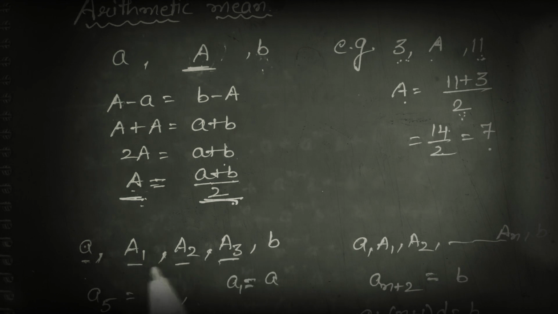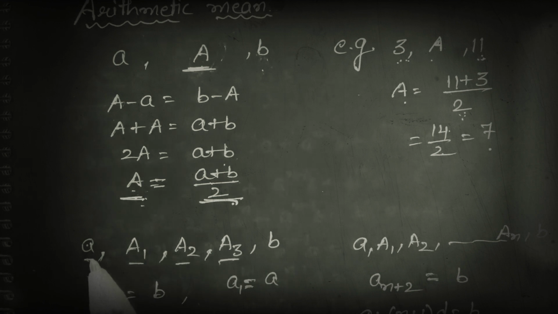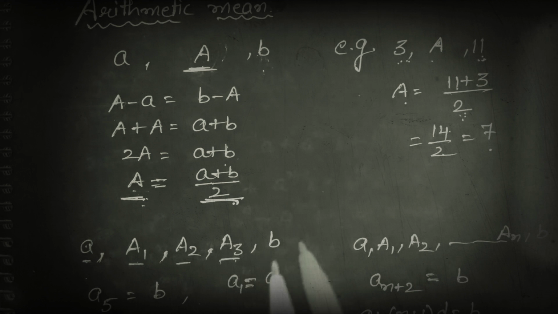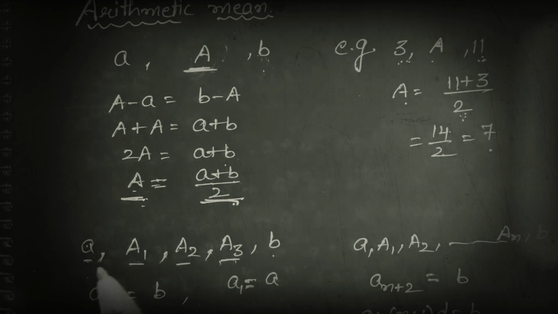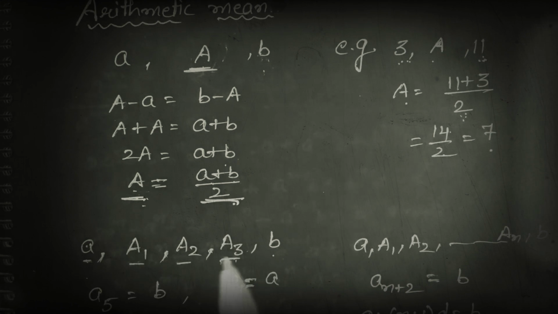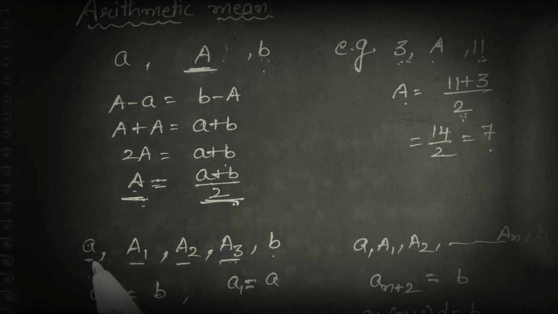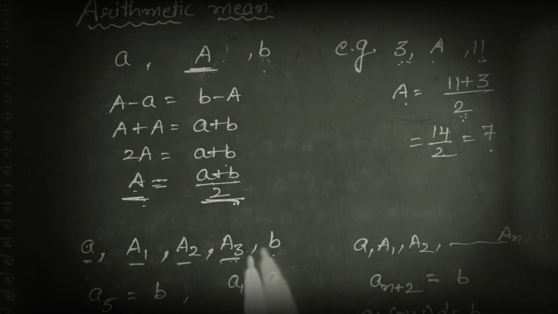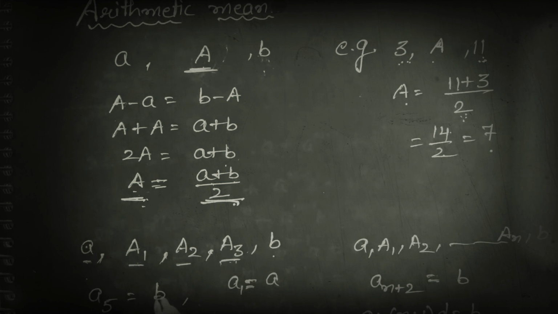Now if we want to find more arithmetic means between them, suppose a and b are two numbers and we want to find three arithmetic means between them. Look at this: this is the first term, second term, third term, fourth term, fifth term. These are all in AP. If A1, A2, A3 are the arithmetic means between them, then these terms are in AP. So the first term is a, the second term is A1, the third term is A2, the fourth term is A3 and the fifth term is b. So the fifth term is equal to b and the first term is equal to a.